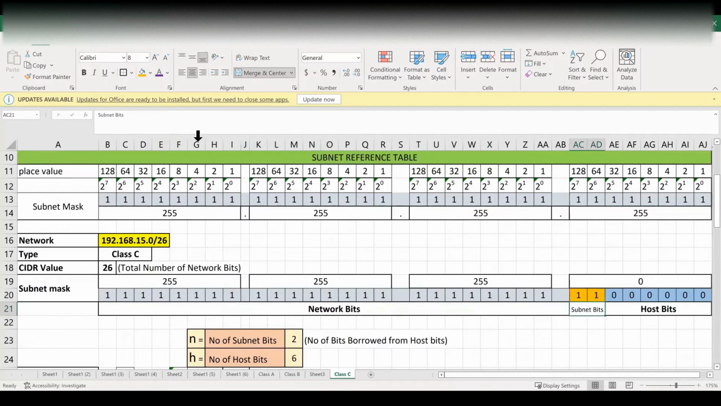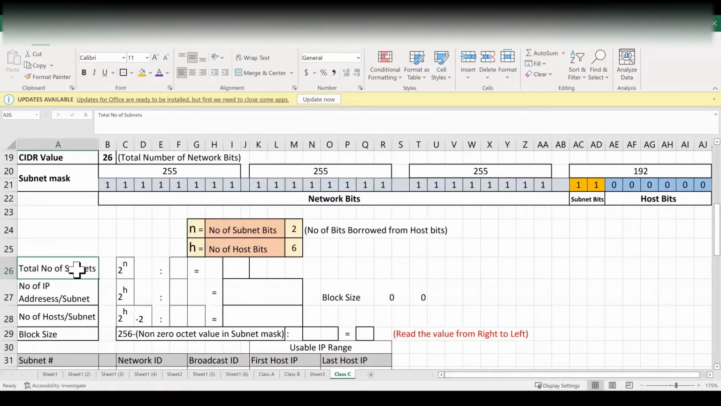I borrowed. Now the revised subnet mask value will change into 255.255.255.192. Now the total number of subnet bits are 2 and the total number of host bits are 6. Next, we are going to find out total number of subnets. The formula is 2 power n, where n is equal to total number of subnet bits. In our case, it is 2. So 2 power 2. The value is 4. So here we can create 4 numbers of subnets using this network.